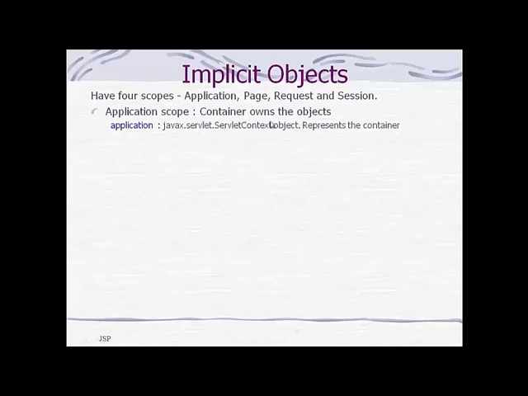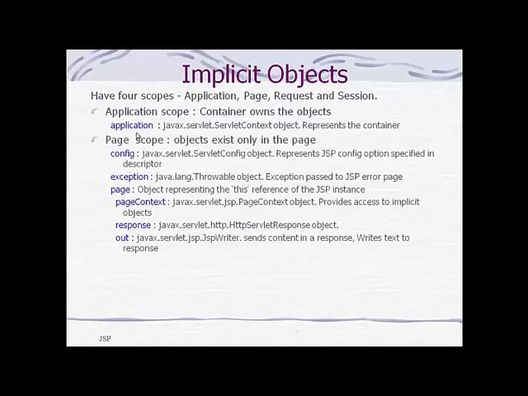First is application scope. The container owns the objects. The only object available is application, which is of type javax.servlet.ServletContext. It represents the container. Anything you want to do with the container, use this application. Only one is there, easy to remember. Application belongs to application scope.